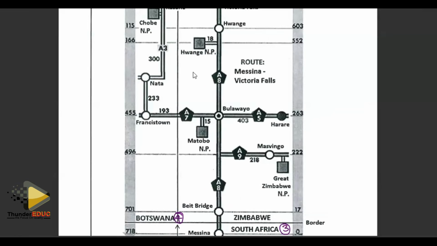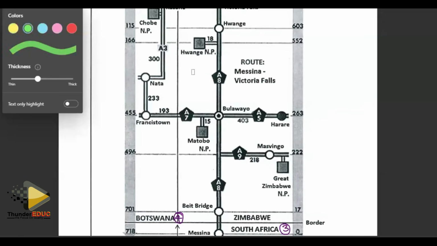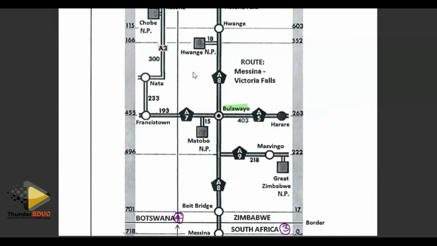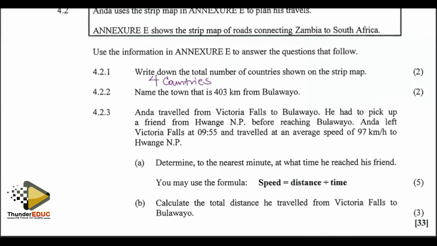Name the town that is 403 kilometers from Bulawayo. First and foremost, identify where Bulawayo is. So this point here is Bulawayo, and you're looking for 403 kilometers. So the town there is supposed to be that one there. The town here was supposed to be Narale.